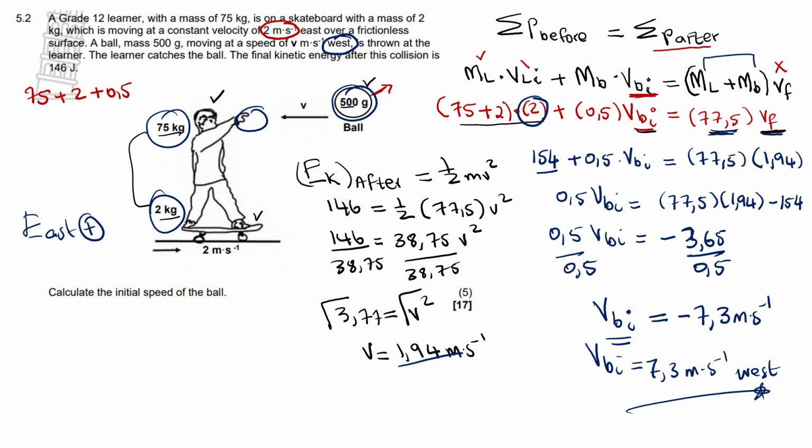Then to find the V final after the collision, we used the final kinetic energy of 146 joules. So what you have to know is the formula that you need to use for the final kinetic energy. That's the formula: EK is equal to 1 over 2 mv squared. Since this is final, we use the mass of all these three objects. I hope everyone understands how we solve this problem, and that's it for this lesson.